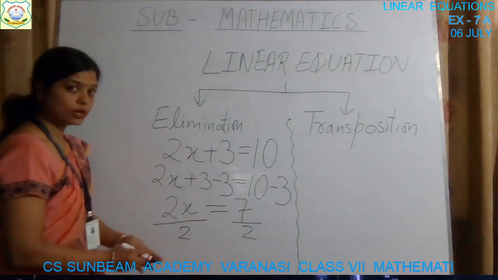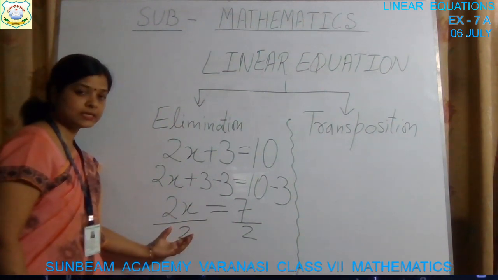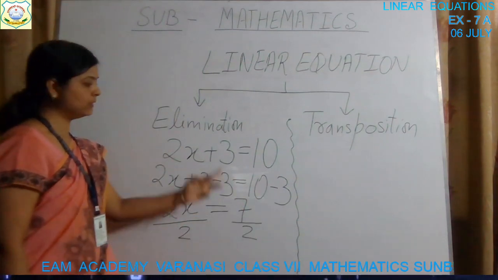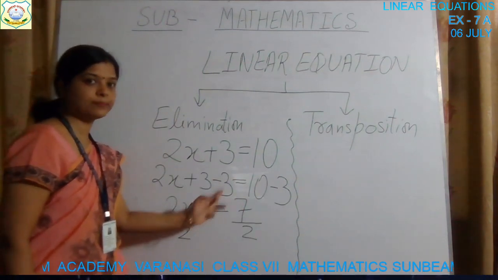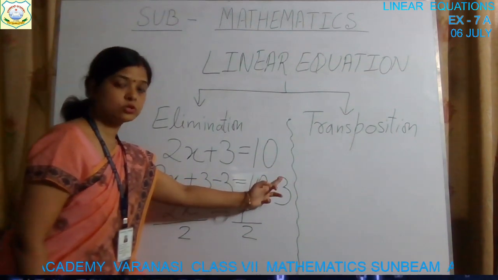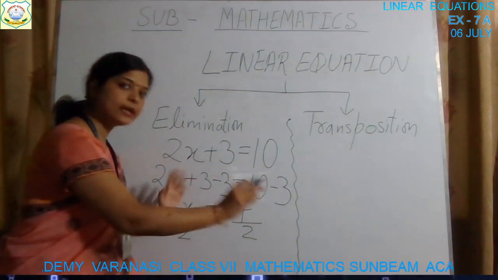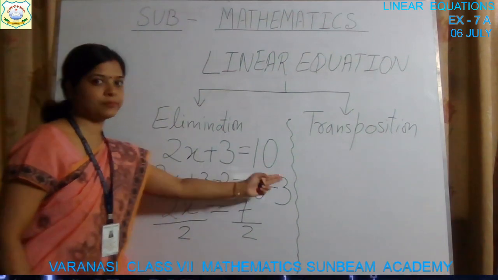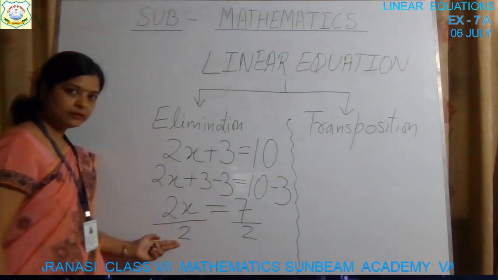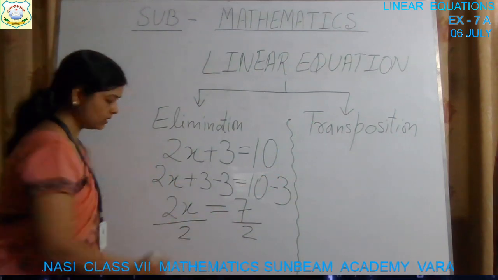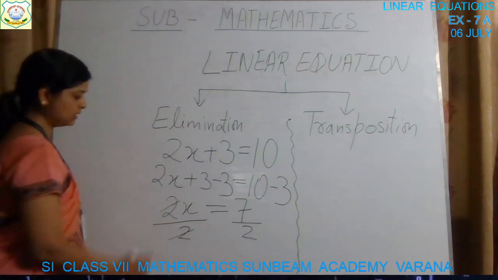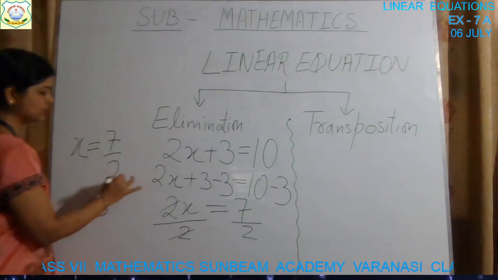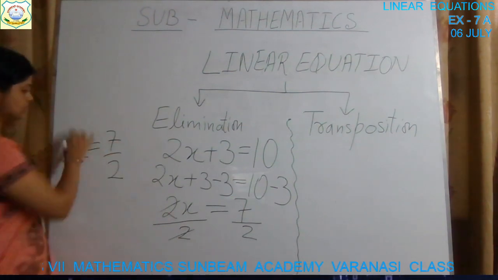Whatever work you do on the LHS side, you have to do the same work on RHS. If you subtract 3 from here, you have to subtract 3 from the right hand side also. From both sides you have to do the same operation. If you subtract, subtract it from both sides. If you divide, divide it from both sides. Now 2 and 2 will get cancelled. The value of x will be how much? 7 by 2. The value of x is 7 by 2.